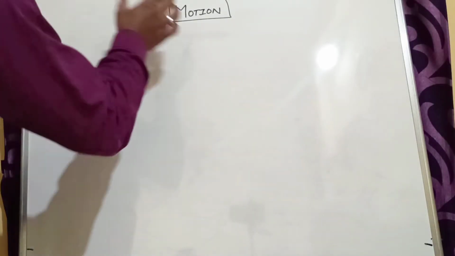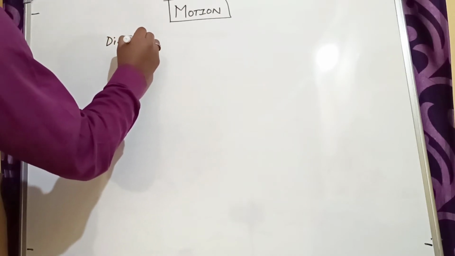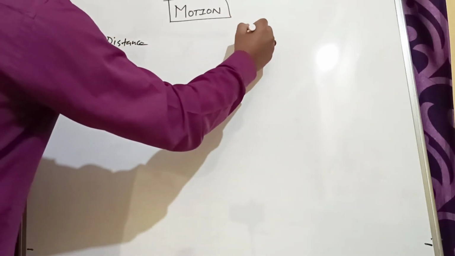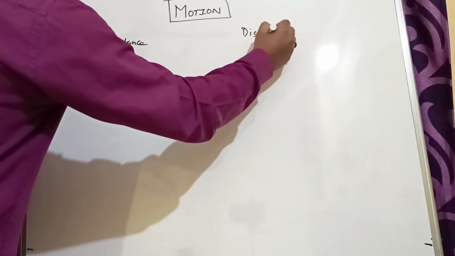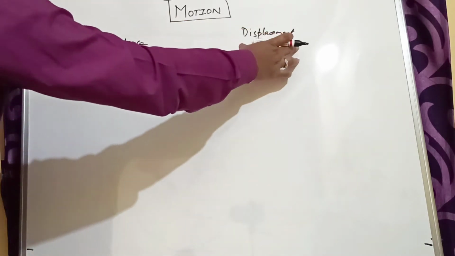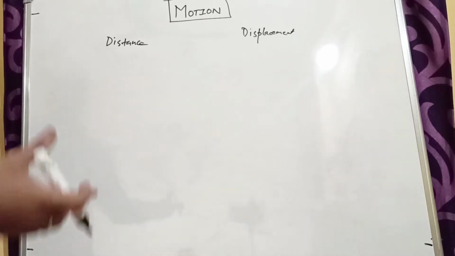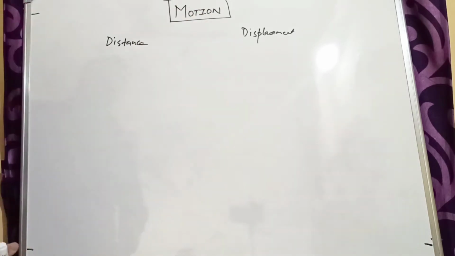Students, today we will study the motion chapter. The motion chapter starts with two topics. First is distance and second is displacement. I have already explained the distance and displacement topic in another video on the channel. You can watch it. Now I will proceed after this distance and displacement.